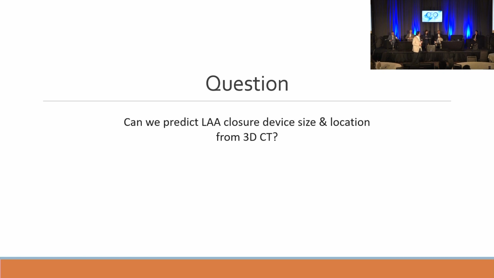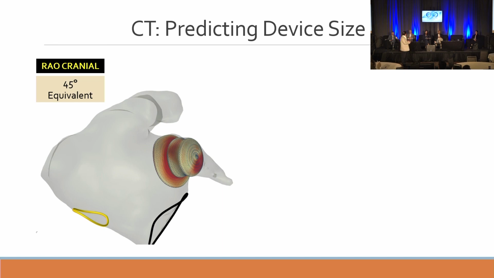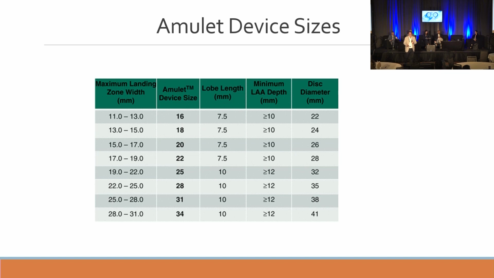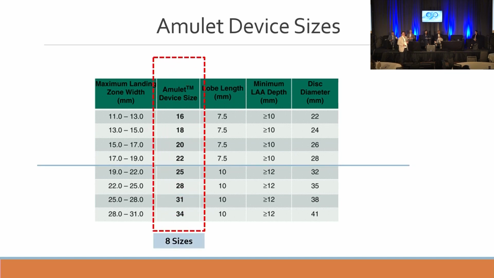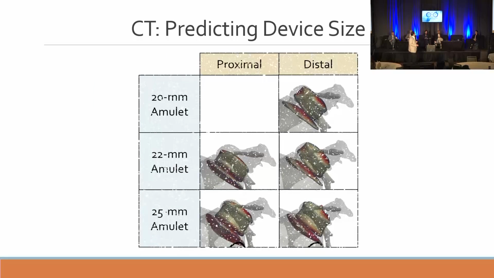Okay, so the question is, can we predict LA closure device location from 3D CT? And you address FEops. This is really software where you send them CT data, and they do all the processing and can predict what kind of device. So we're considering the Amulet device, and again you can emulate the right anterior oblique caudal view. As I pointed out earlier, there are 8 sizes, and they differ in the size of the disc, as well as whether you use a 12 or 14 French size. But then this is what you get from them.